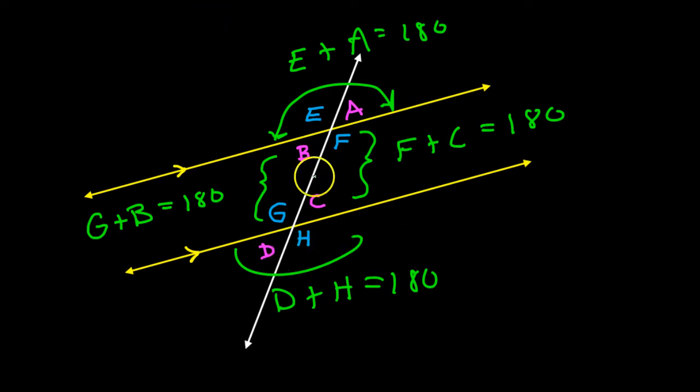So if I just randomly pick a pink angle like B, and if I randomly pick a blue angle like H, B plus H should equal 180 degrees. Alright, so that's the key background information that you need.